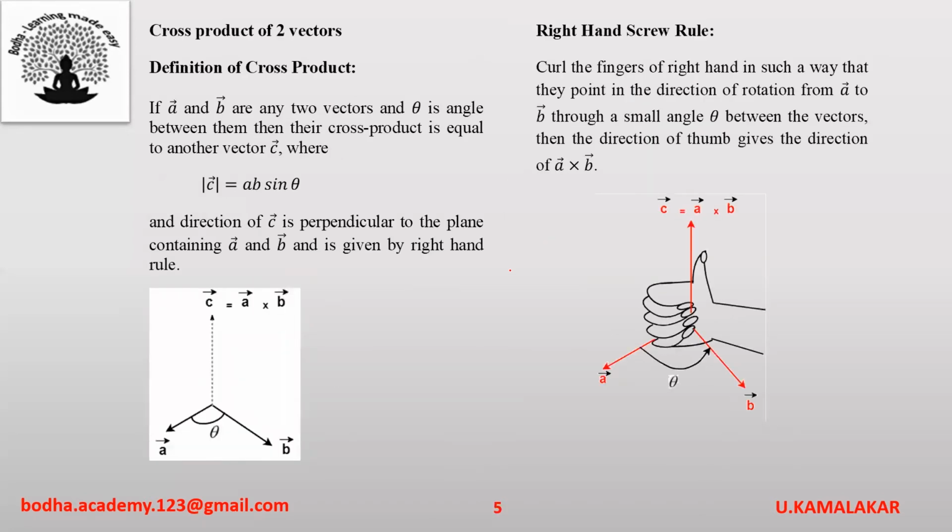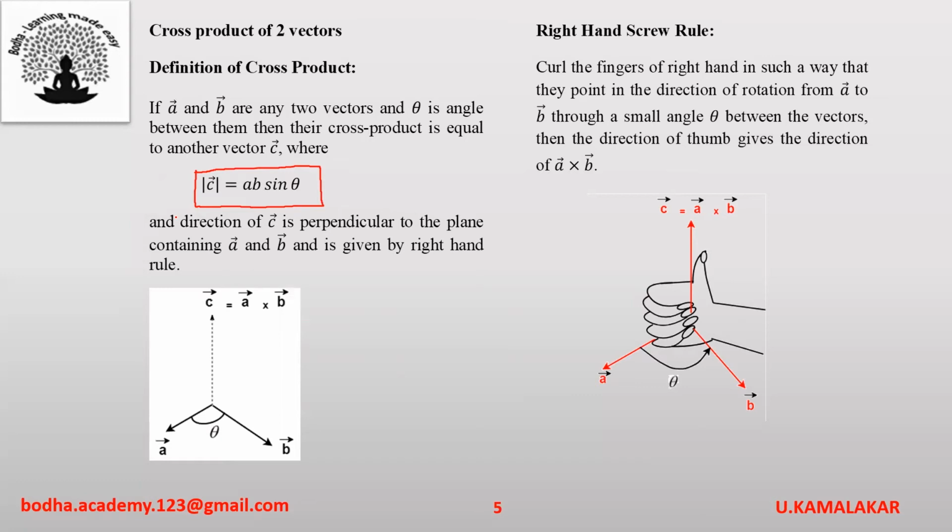Next concept, cross product of two vectors. If a bar and b bar are any two vectors and theta is angle between them, then the cross product of a bar and b bar is equal to another vector c bar, where mod c bar is equal to ab sine theta, and direction of c bar is perpendicular to plane containing a bar and b bar and is given by right hand screw rule.